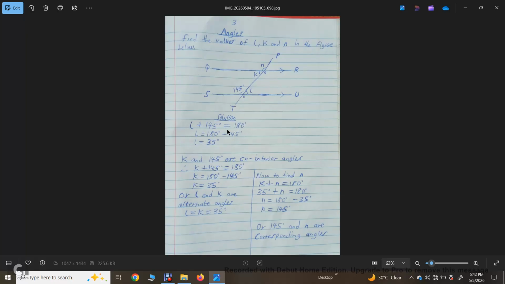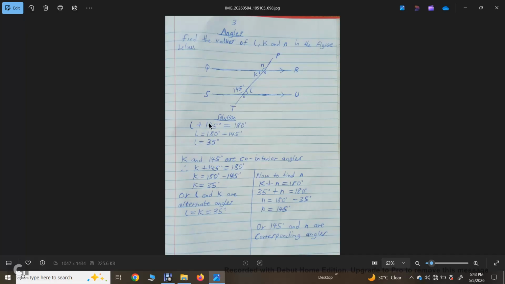That's why we got this. So L plus 145 degrees is equal to 180 degrees. Now I want to find L, so you have to make L stand alone at one side of the equal sign. You have to move the 145 degrees to the other side of the equal sign. Whenever you move a number or a term across the equal sign, its sign changes. When its sign is positive, it changes to negative, and when it is negative, it changes to positive.